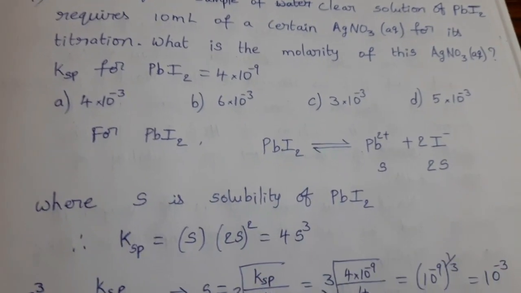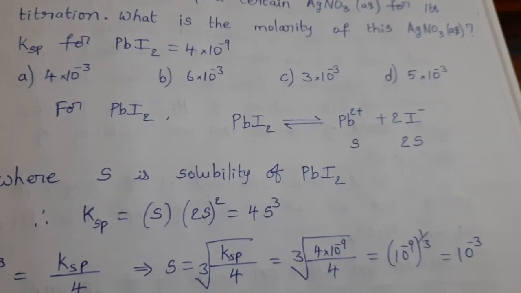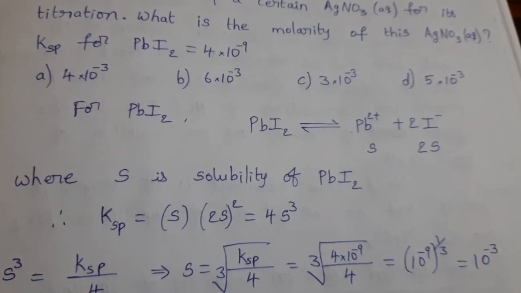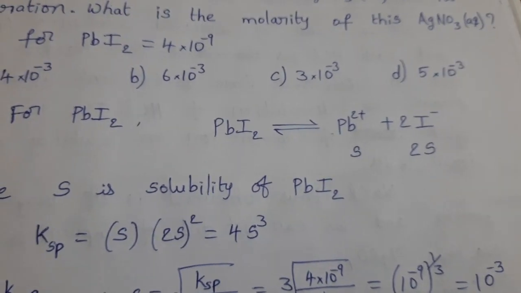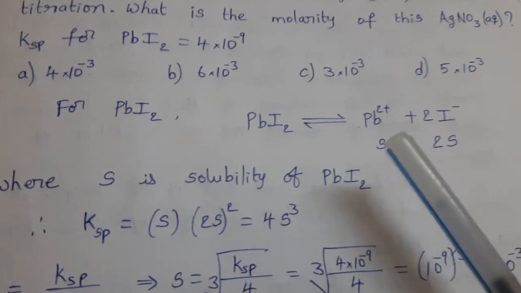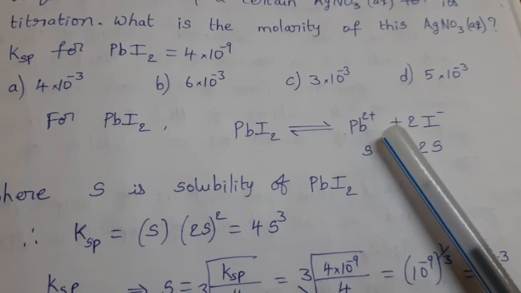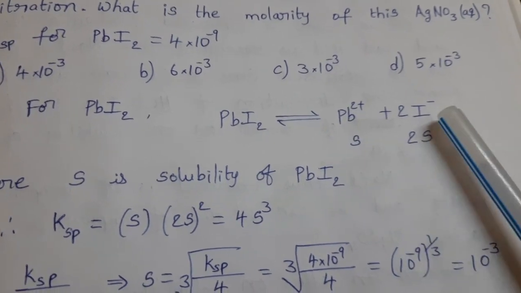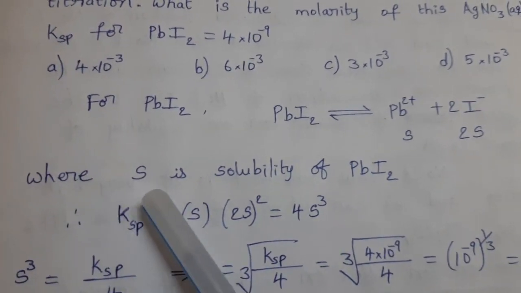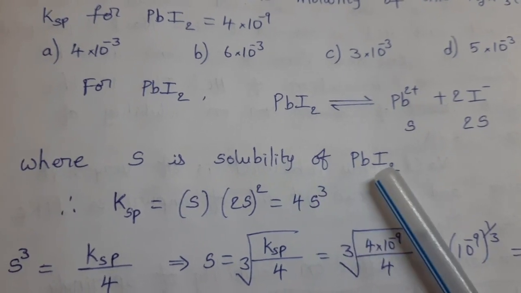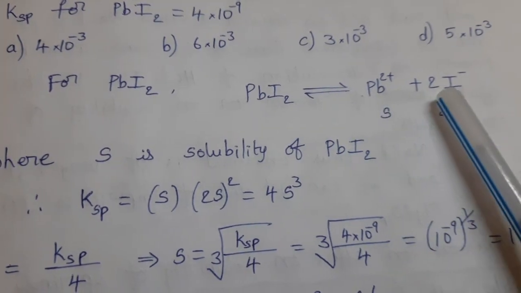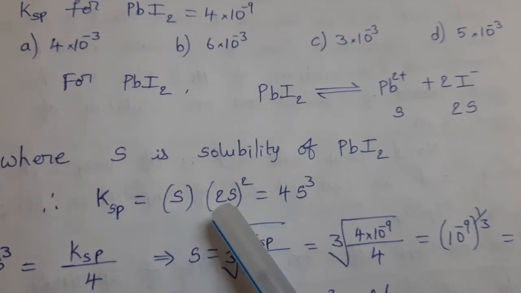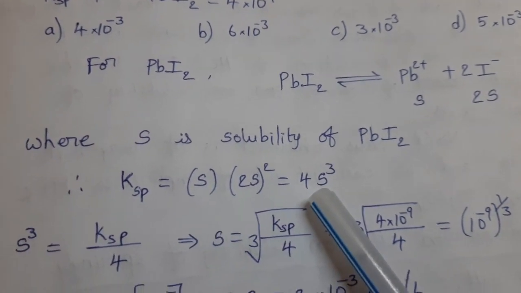See the equation. PbI2 undergoes partial ionization and forms ions. PbI2 gives rise to Pb2+ plus 2I minus. The solubility of this ion, let it be S, then it becomes 2S. So here S is the solubility of PbI2. Now Ksp equals, for this 1 mole, for this 2 moles, so S into (2S) whole square, that equals 4S cube.